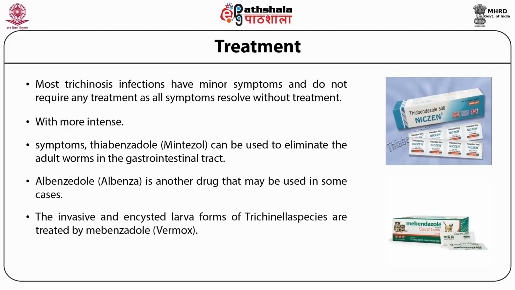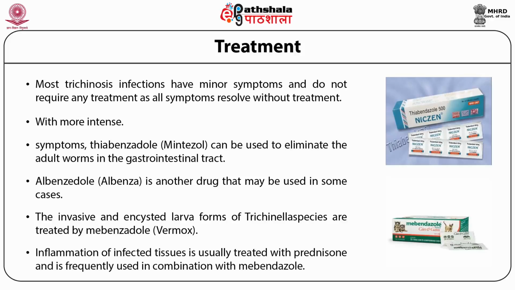The invasive and encysted larval forms of Trichinella species are treated by mebendazole, also known as Vermox. Inflammation of infected tissues is usually treated with prednisone and is frequently used in combination with mebendazole.